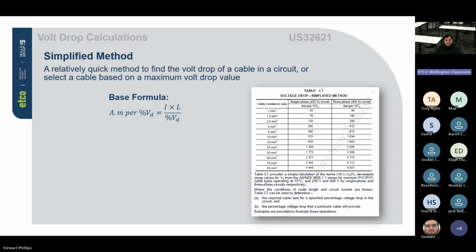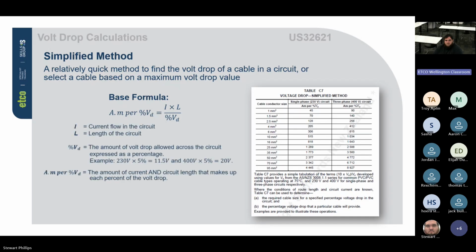So we have a base formula. Amp meter per percentage VD is equal to I times L divided by the percentage VD, or volt drop. Cool. So we all know I is the current flow in the circuit, because that's what we've used when we've been looking at Ohm's law.